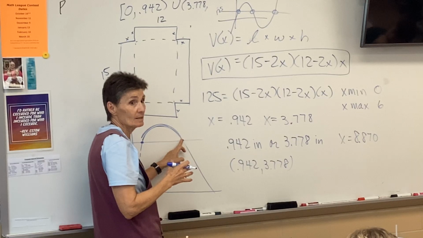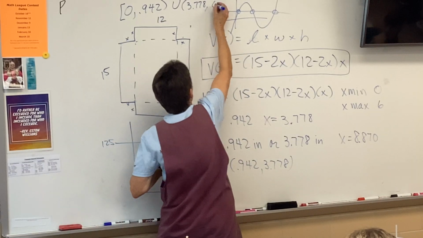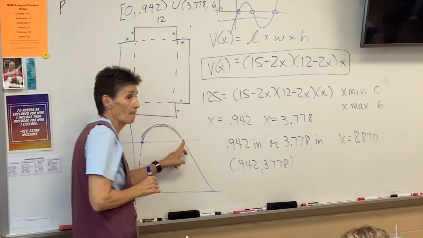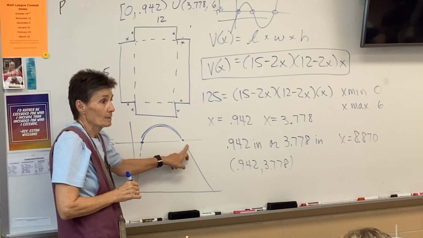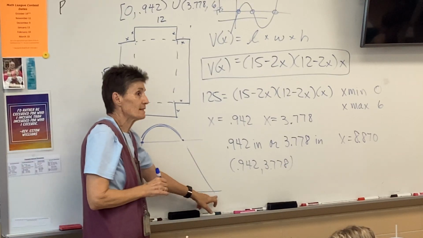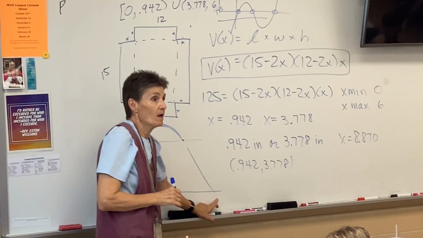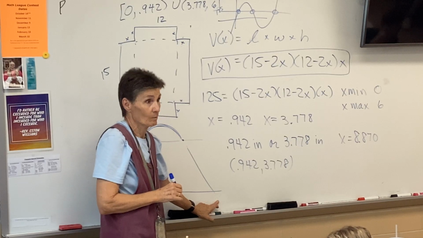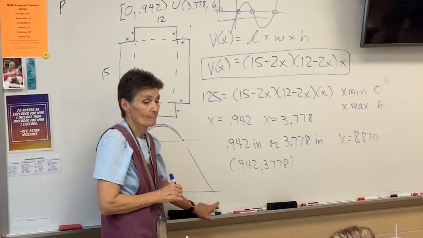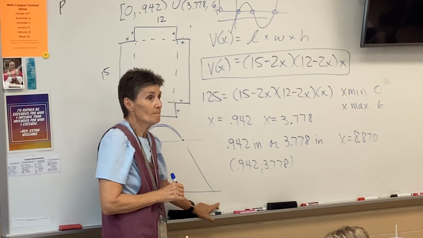x can be 6. Because once you get to 6, your volume becomes 0. That makes sense to you?